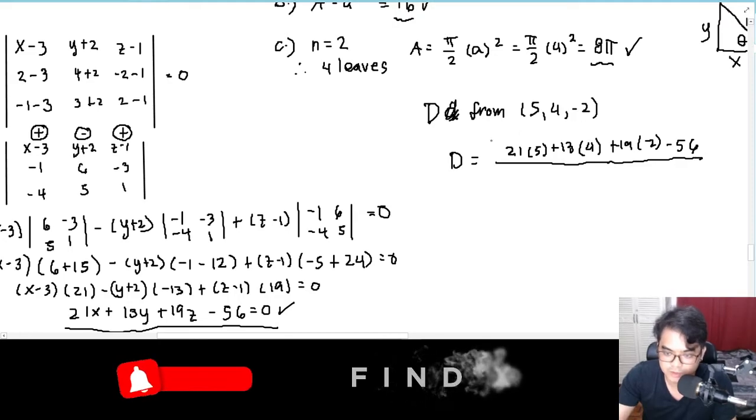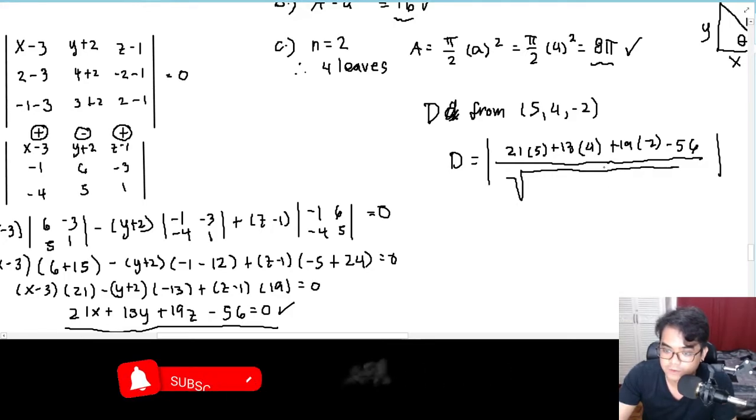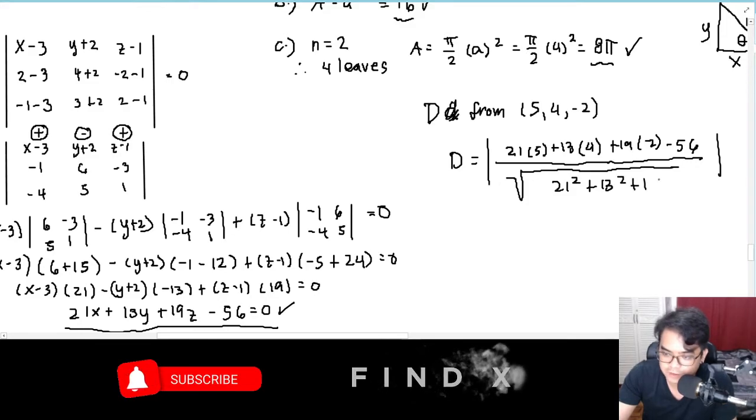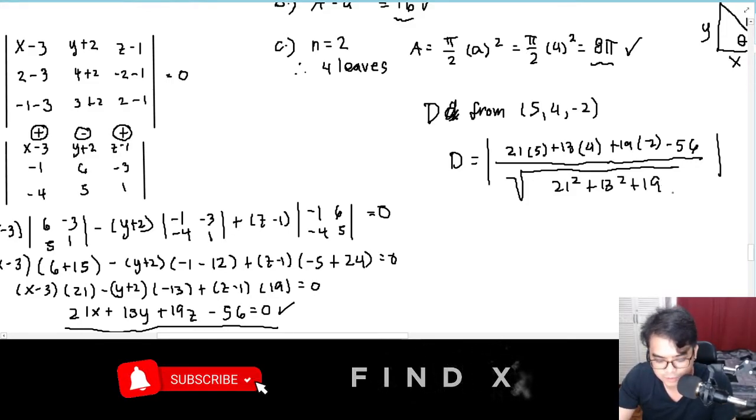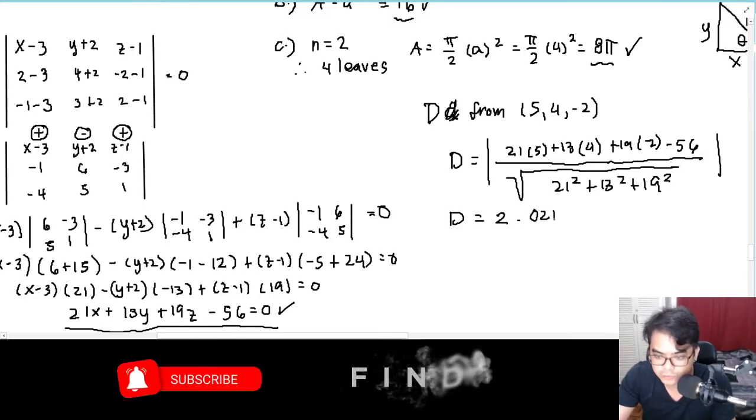And then make sure, since that is a distance, there is no negative distance, so take the absolute value, over the square root of 21 squared plus 13 squared plus 19 squared, and you'll get here d equal to 2.0218.